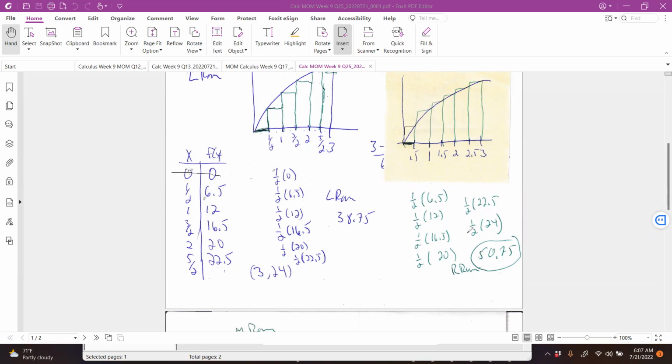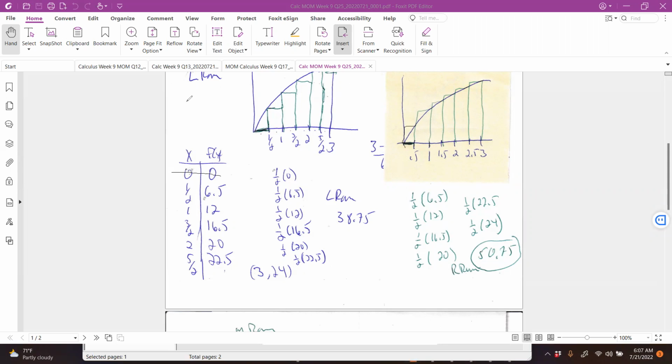Okay, so that's the RRAM. Overestimation, underestimation: because this curve is concave down, LRAM will give me an underestimation, and RRAM gives me an overestimation. So then they want me to do an MRAM.